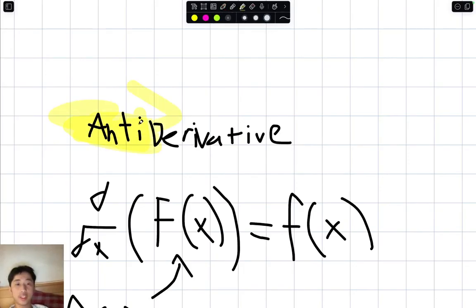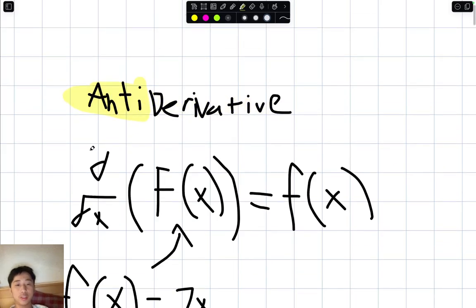Antiderivative. It has anti in it. It has derivative in it. What that means is that the derivative of an antiderivative equals the original function. Like in this illustration, I get the derivative of big F. The antiderivative is denoted by big F, and F of x equals small f of x.